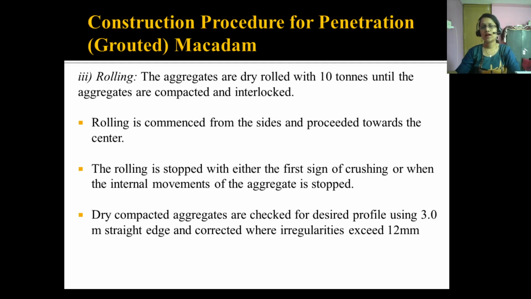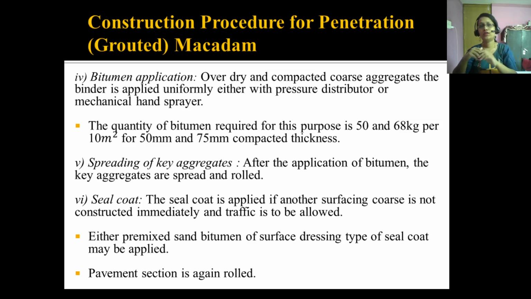Next is rolling. The aggregates are dry rolled with 10 ton roller until the aggregates are compacted and interlocked. The rolling is commenced from the sides and proceeded towards the center. Dry compacted aggregates are checked for the desired profile using a 3 meter straight edge and corrected where irregularities exceed 12 mm. Then is bitumen application. Over dry and compacted coarse aggregates, the binder is applied uniformly, either with a pressure distributor or mechanical hand sprayer. Then spreading of key aggregates is done.